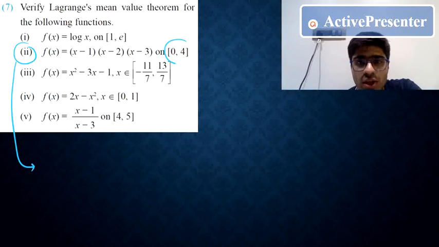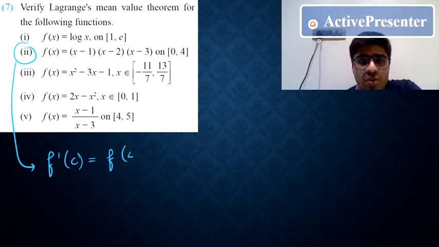Here the interval is 0 to 4 and it's a polynomial function. When you expand it, you will get a cubic polynomial. So it is definitely continuous and differentiable in the given interval, because polynomial functions are continuous and differentiable over the entire range of real numbers. If the function is differentiable and continuous, it satisfies all the conditions of the Lagrange mean value theorem. So we go for finding the point c in such a way that f dash of c should be equal to f of b, which is f of 4, minus f of 0 divided by 4 minus 0.